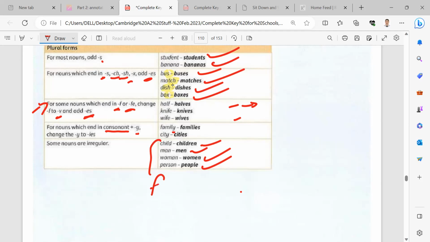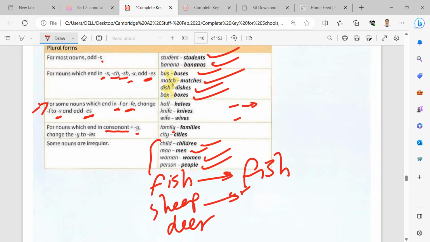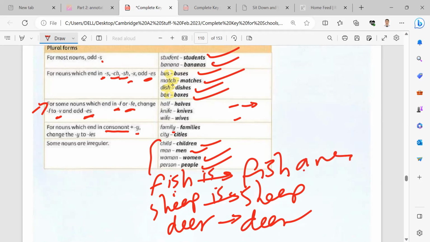In addition to this, fish. Sheep, deer, no change. Fish, fish. Sheep, sheep. Deer, deer. Fish is both the singular and the plural form, okay? So you can say fish is, you can say fish are. Sheep is, sheep are. Deer is or deer are. But we can't put fishes with ES. No, irregular.